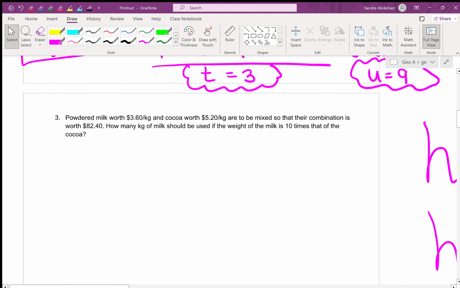It says powdered milk worth $3.60 per kilogram and cocoa worth $5.20 per kilogram are to be mixed, so their combination is worth $82.40. How many kilograms of milk should be used if the weight of the milk is 10 times that of the cocoa? Yes. Can you ever guess and check?